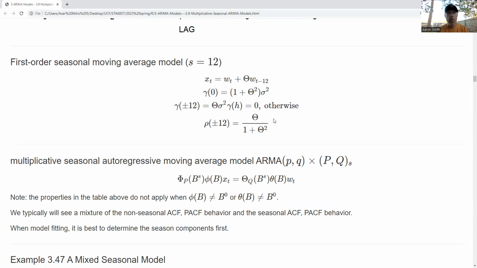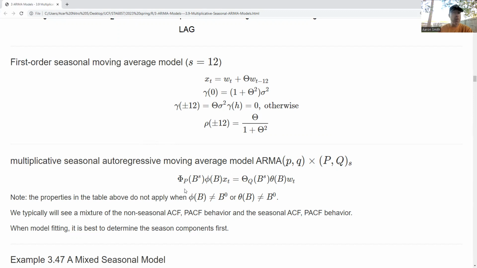Now you'll notice that we're going to get 0 for our covariance, our correlation, when we're not dealing with multiples of 12. Plus or minus 12 in particular. Once we get past plus or minus 12, it completely cuts off.